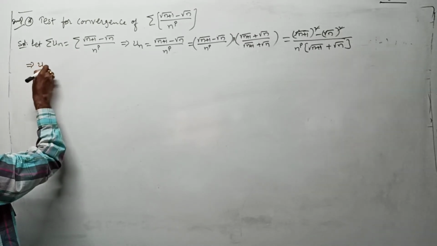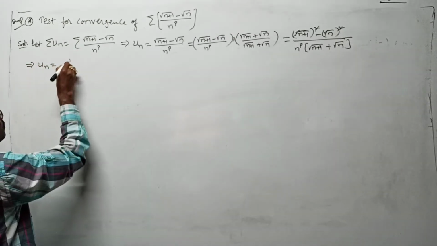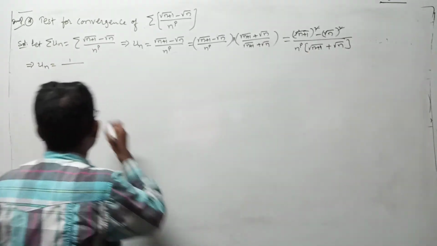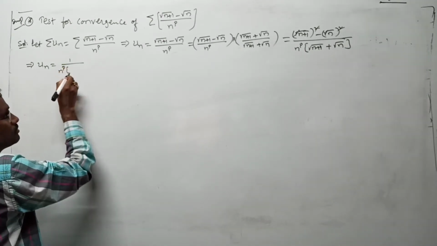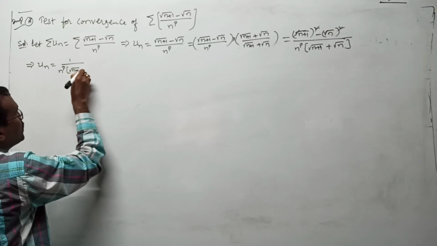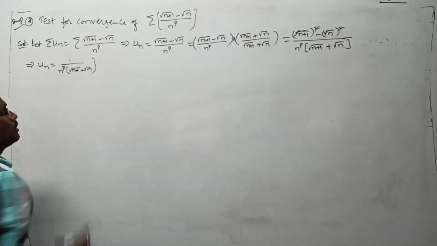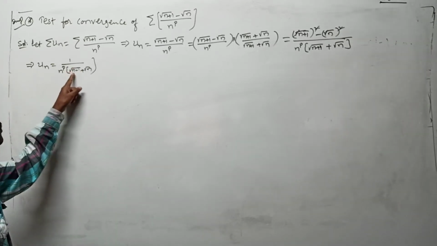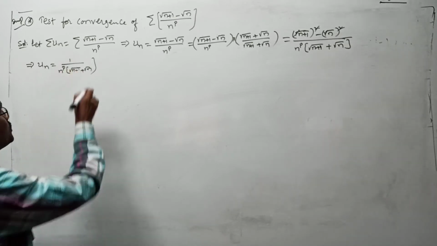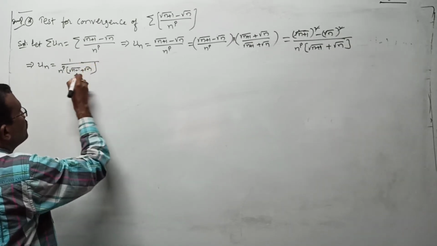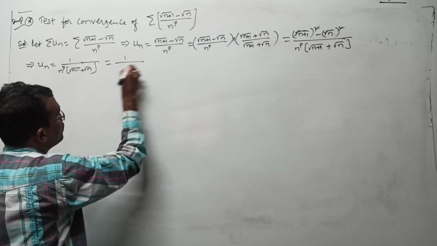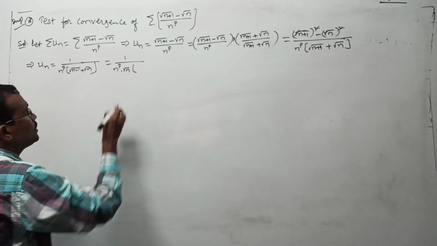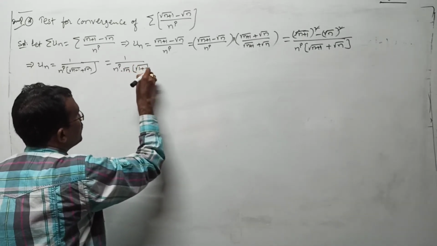This implies un is equal to 1 by, in the numerator we got 1. In the denominator, take all n terms common here, otherwise I will do it in the next step. Denominator I am writing as it is, to remove your confusion. Now in the denominator let us take root n common. This is 1 by n power p as it is into root n we have taken common. What is the remaining thing? Root 1 plus 1 by n plus 1.